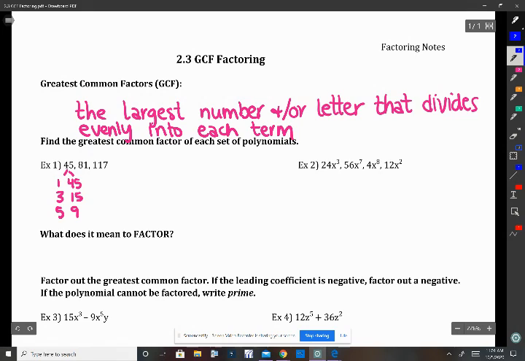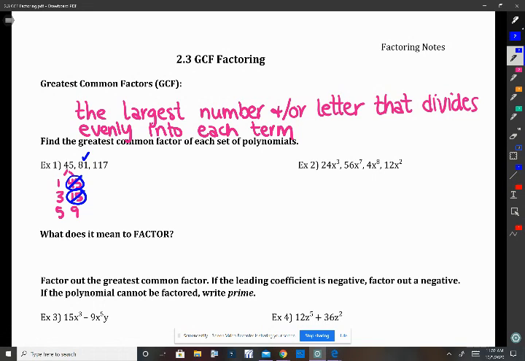So my largest number is 45, and I look to see if it will divide into 81 evenly, which it will not. I look at 15, 15 will not divide into 81 evenly. My next biggest is 9. 9 does go into 81, so we're good with 81. So it checks off there, and then we need to look and see if 9 goes into 117.